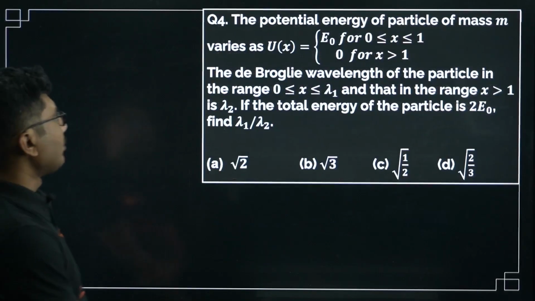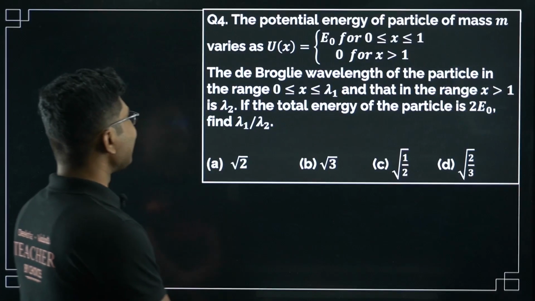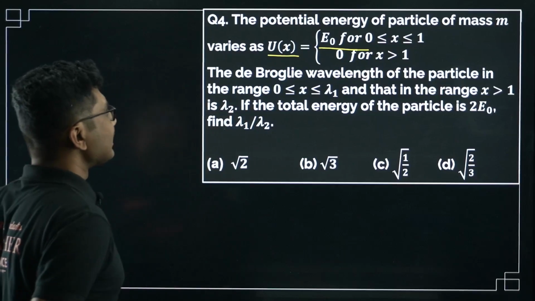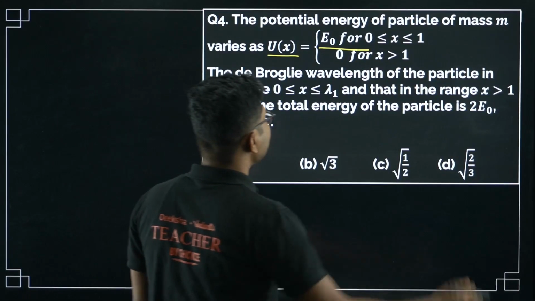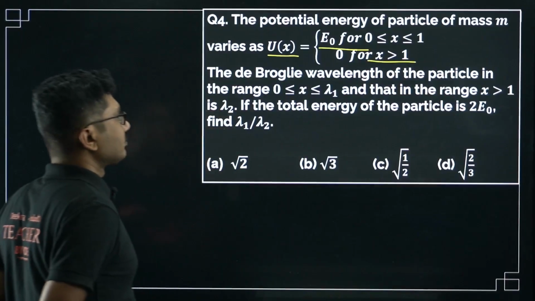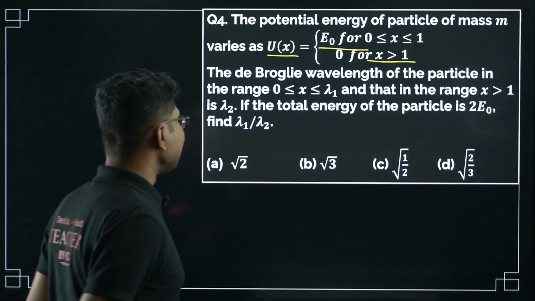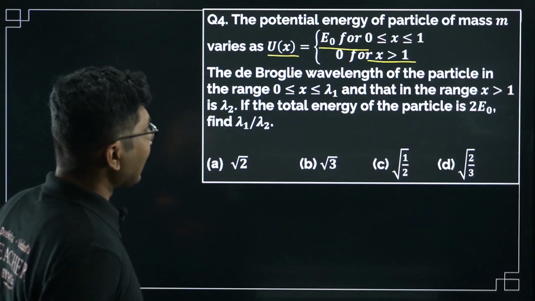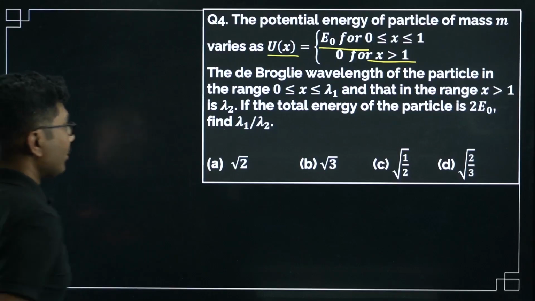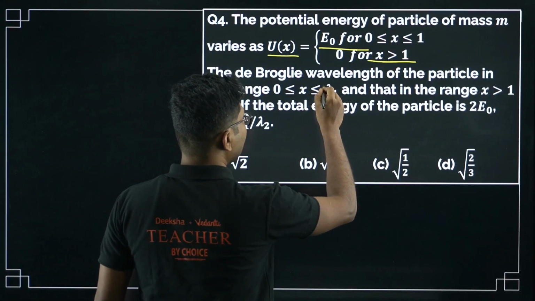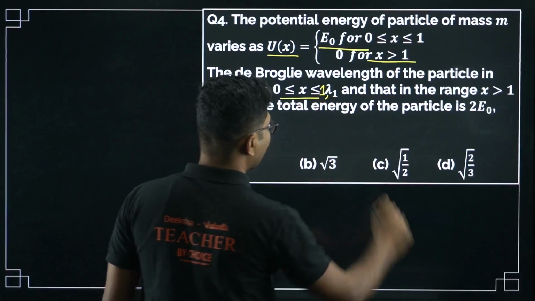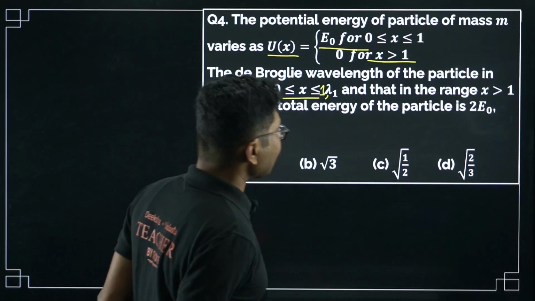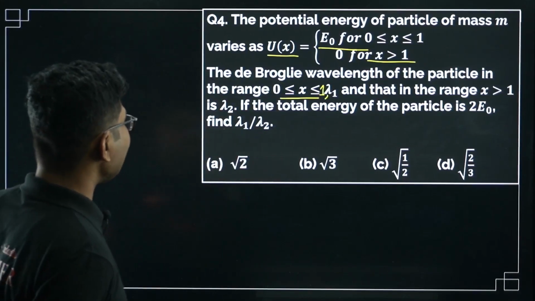Next question. The potential energy of a particle of mass m varies as U(x) is E naught for 0 less than or equal to x less than or equal to 1, and 0 for x greater than 1. The de Broglie wavelength of the particle in the range 0 less than x less than 1 is lambda 1 and in the range x greater than 1 is lambda 2. Sorry, there should be 1 here. For 0 to 1 it is lambda 1, and for x greater than 1 it is lambda 2. If the total energy of the particle is 2 E naught, then find lambda 1 by lambda 2.